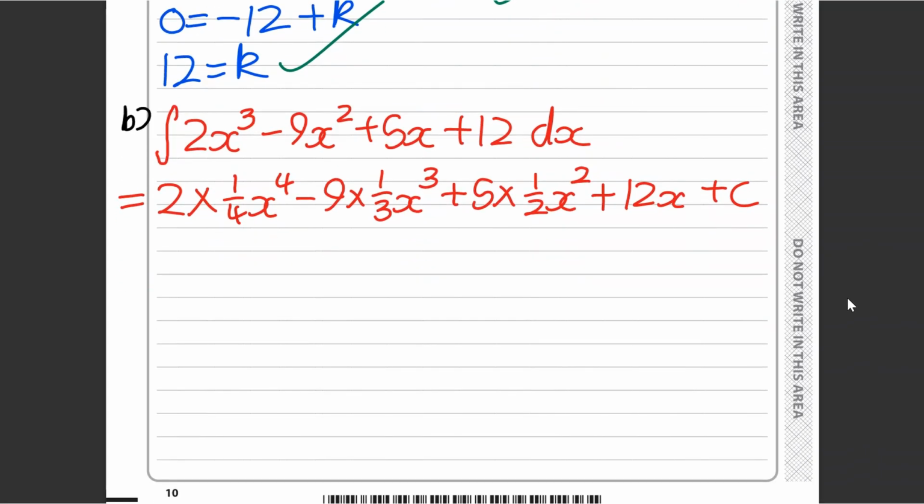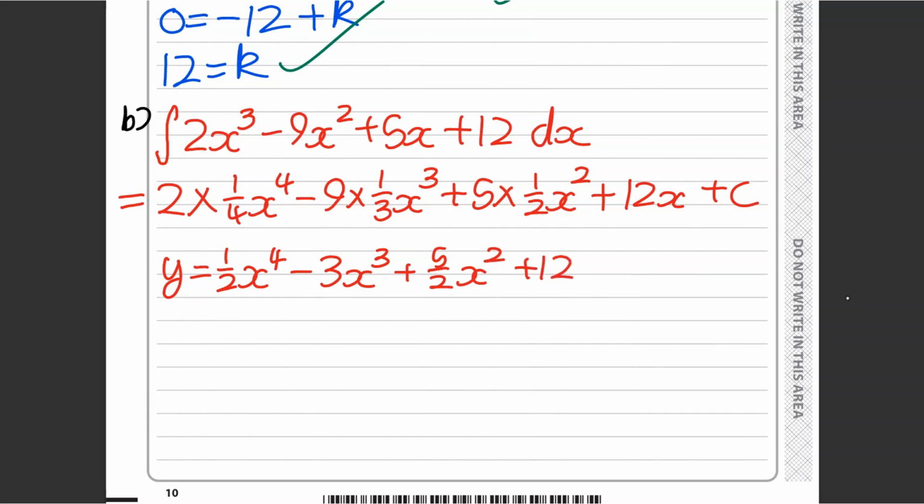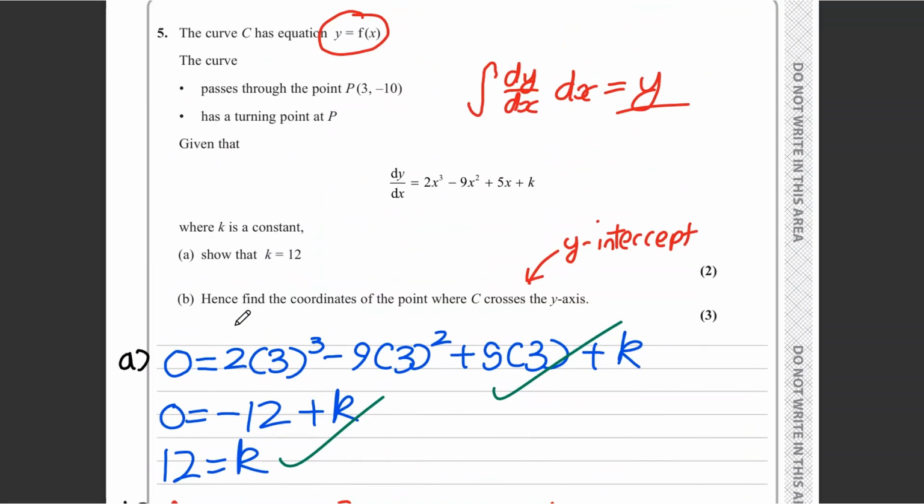So therefore y is going to be equal to 2 times a quarter is a half, so it's going to be a half x to the power of 4 minus, and then 9 times a third is 3, so it's going to be 3x to the power of 3, and then it's going to be plus 5 over 2 x squared, and then plus 12x plus c. So this is an equation for y. Now we need to find this plus c on the end. And the way that we can do this is we know a point on the curve.